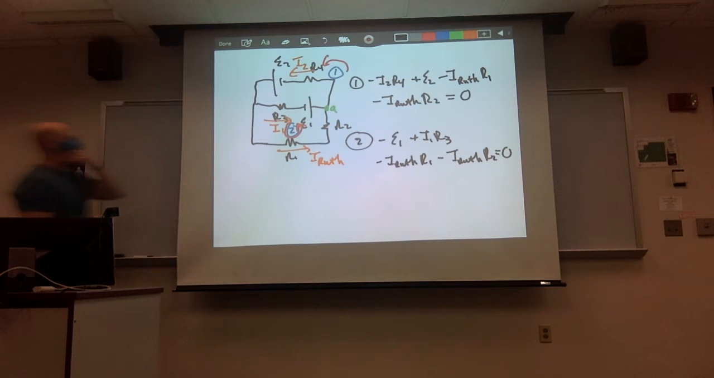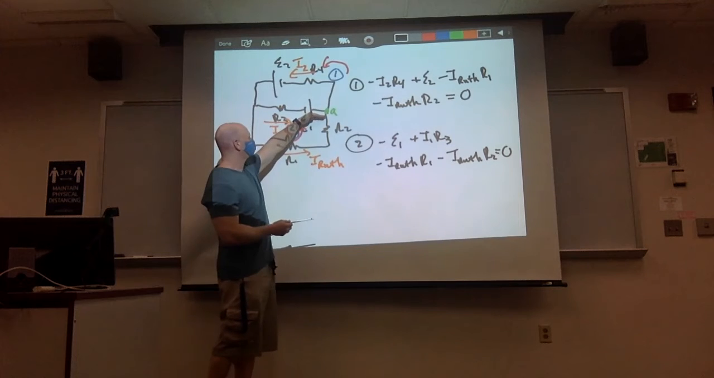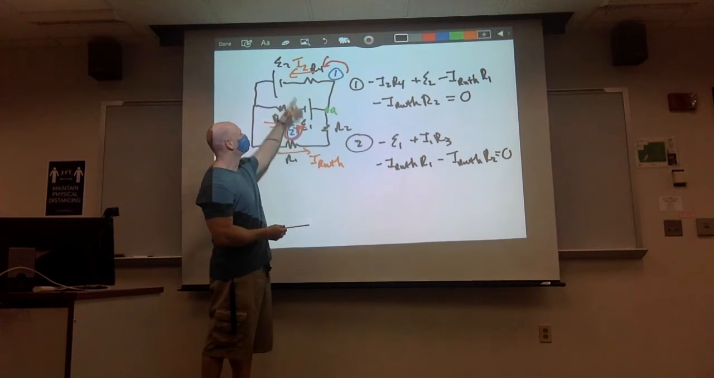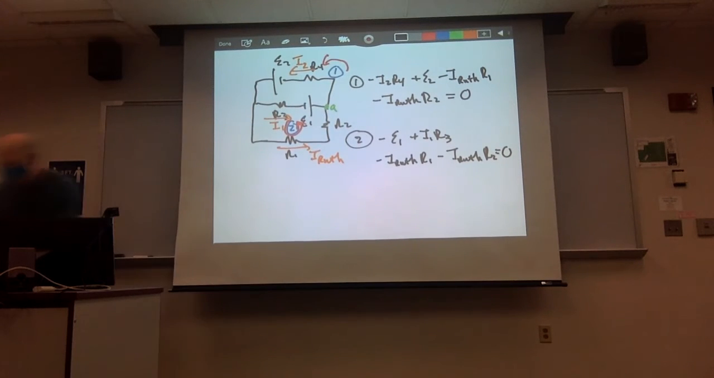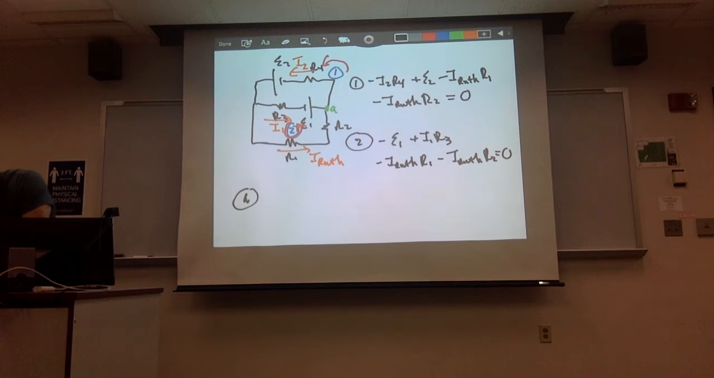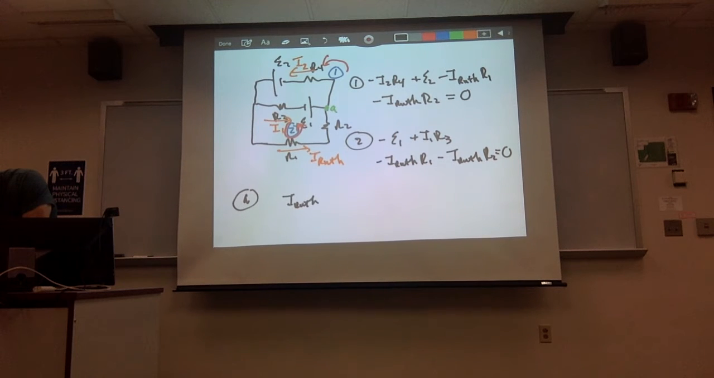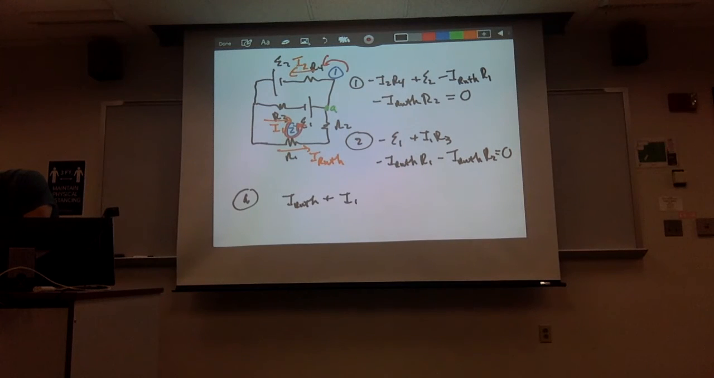At the junction, what do I have coming in? I have I1 coming in, I root coming in, and I have I2 leaving. So for my junction rule, we have that I root plus I1 must be equal to I2. So what's coming in must be equal to what's going out. That's it. Over and over.